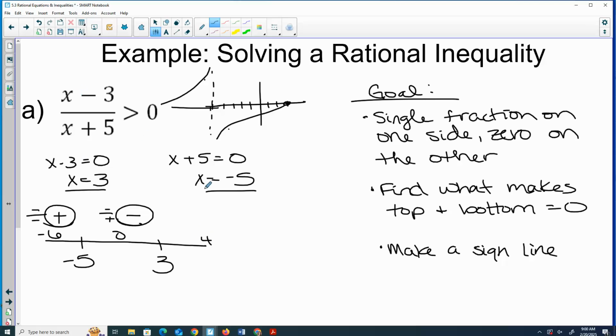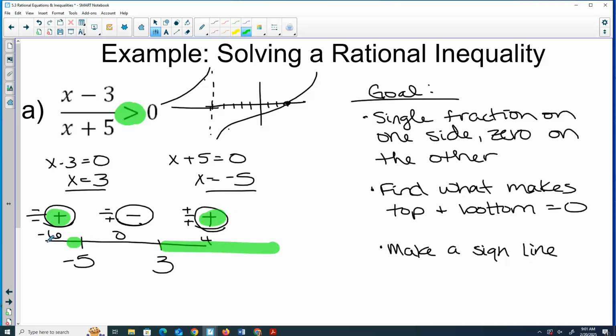If I put in a 4, 4 minus 3 is a positive number. 4 plus 5 is positive. Positive divided by positive is positive. So I know that after this point, my graph was positive again. Now, is this my exact graph? Absolutely not, because I didn't find all my information. But what I care about here is just these signs. My question asked, when is this graph greater than 0? Greater than 0, is that positive or negative? Positive. So my graph was positive here.